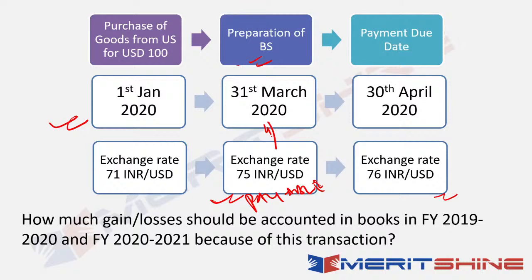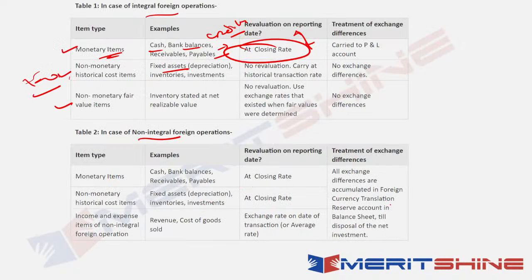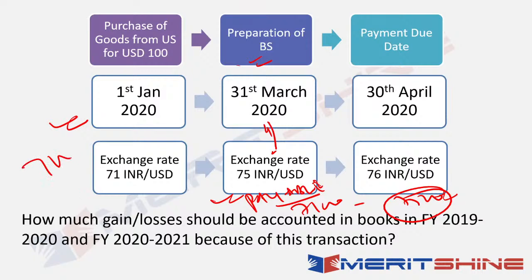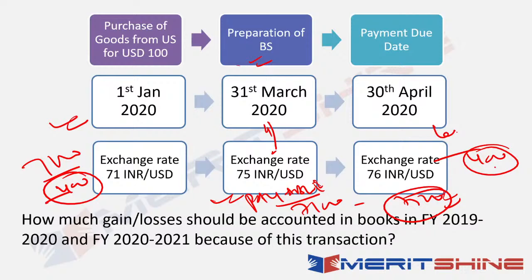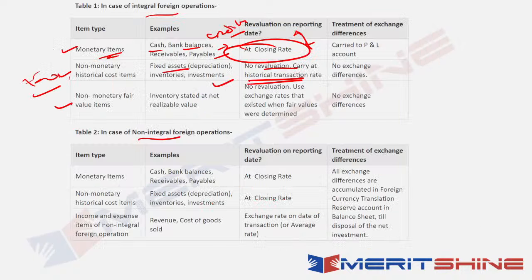My payable changed from 7,100 to 7,500. My cost of good, no revaluation, carrying at the historical transaction date. What got affected? This 400, from 7,100 to 7,500, is not increasing the cost of my goods. What is it affecting? It is coming as loss in my P&L. Are you able to understand this? Okay, if you understood this, your foreign exchange part is completely done.